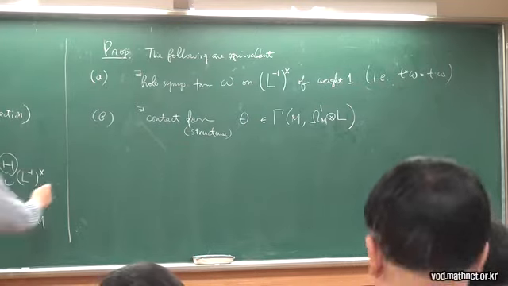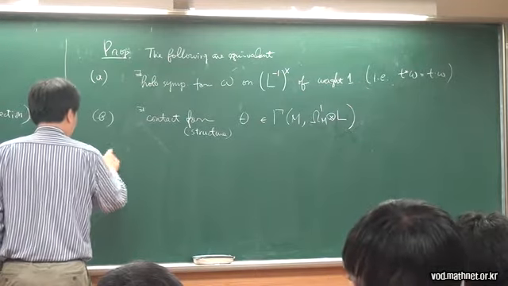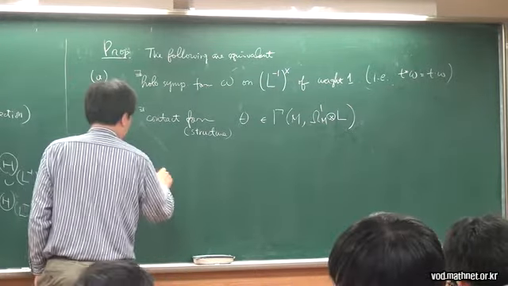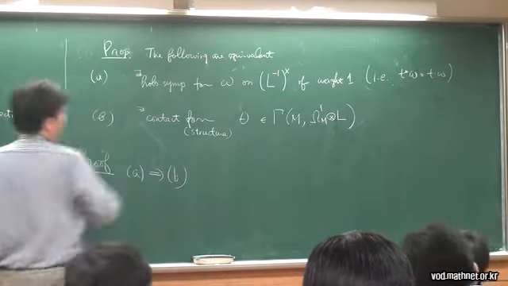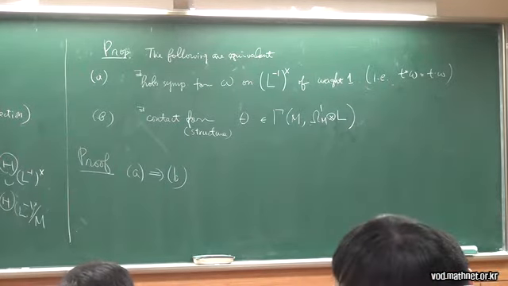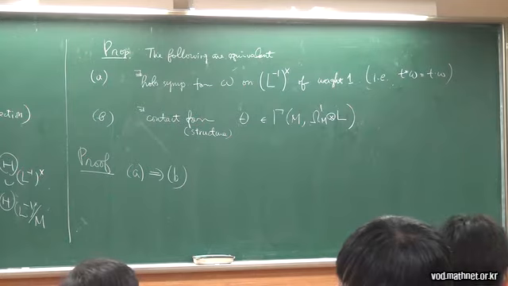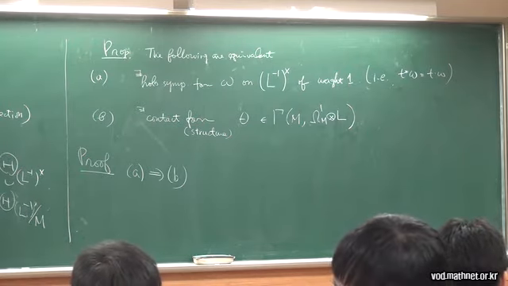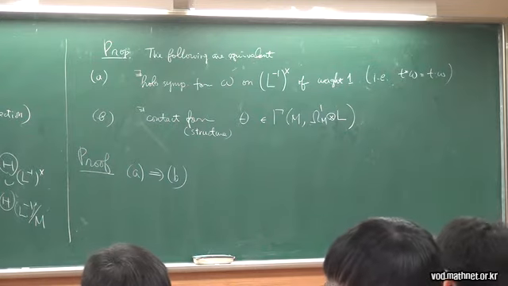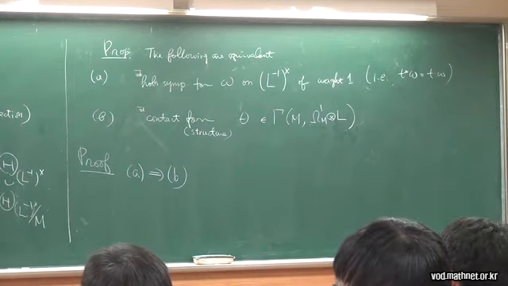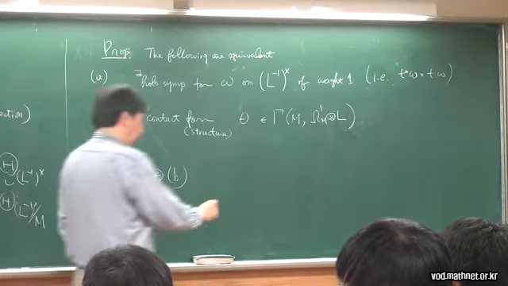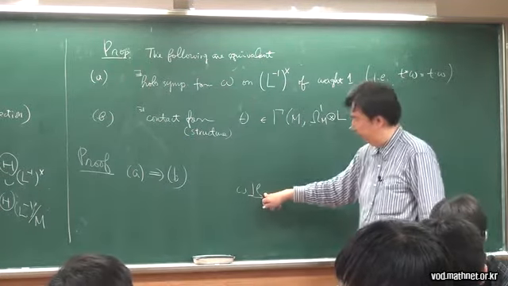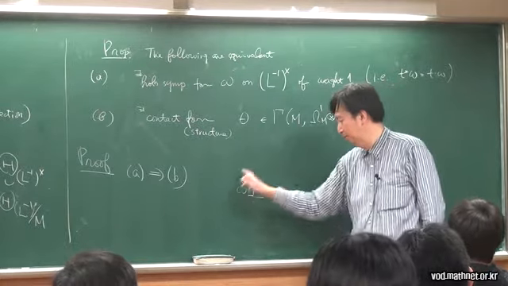The proof is the following. The correspondence from A to B is the following. If you have such a symplectic form omega, then you have zeta, which is called the Euler vector field. By using the Euler vector field, you have a one-form. This is the two-form, and this is the vector field, so you have a one-form.